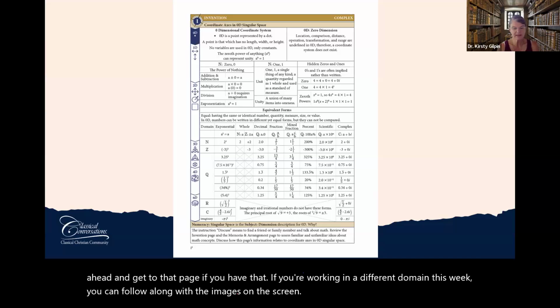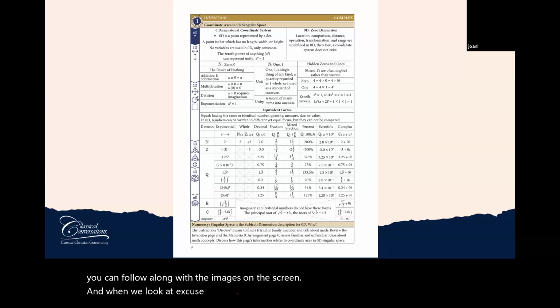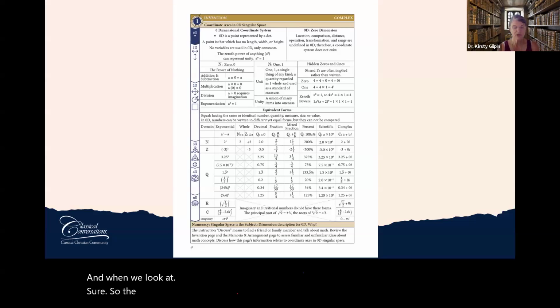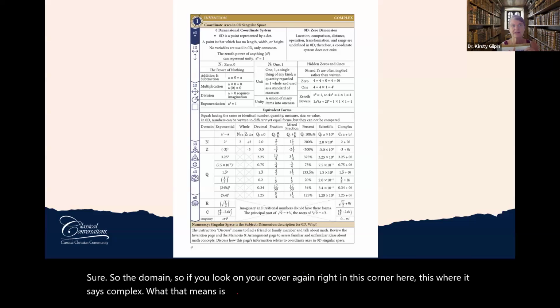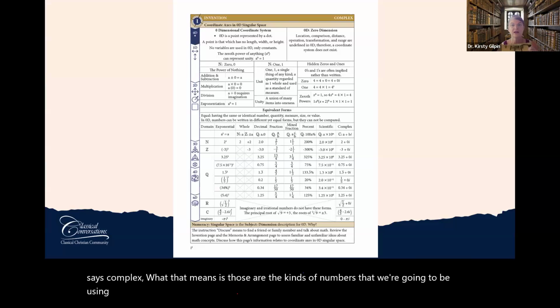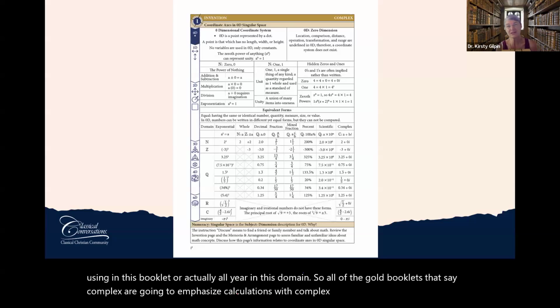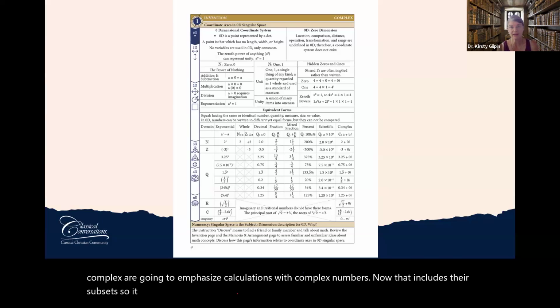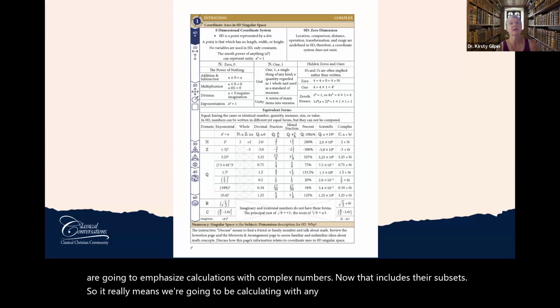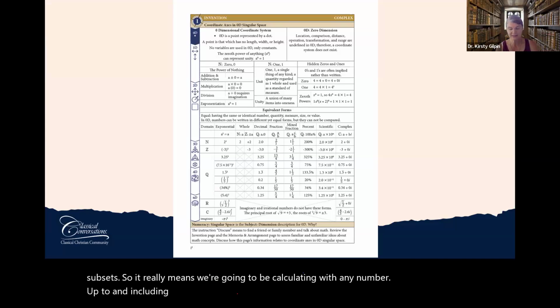Excuse me, can you please explain to us what you mean when you're calling something a domain? Sure. If you look on your cover, right in this corner where it says complex, that means those are the kinds of numbers that we're going to be using in this booklet, or actually all year in this domain. All of the gold booklets that say complex are going to emphasize calculations with complex numbers. Now that includes their subsets. So it really means we're going to be calculating with any number up to and including the complex.